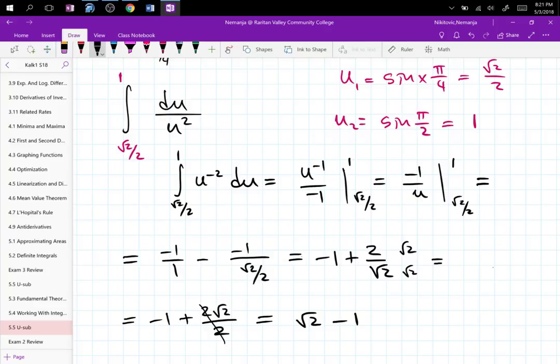About 0.42. So that will be the answer. And as you can see, your answer is a number now. You can get the calculator and calculate exactly what this is. But that's that.